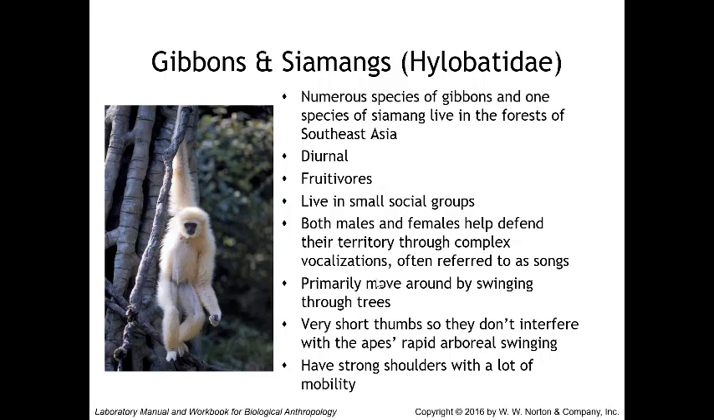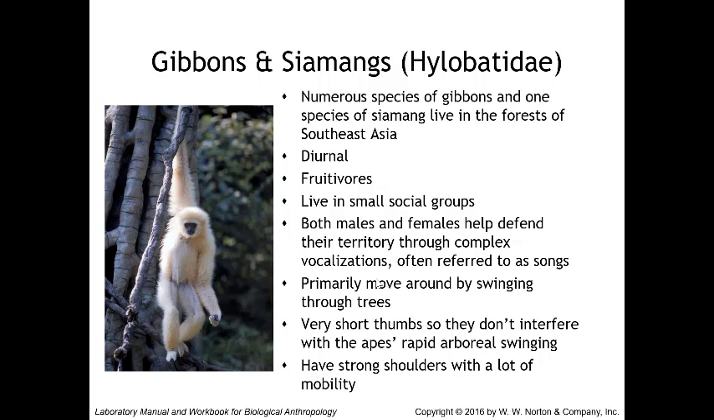They are diurnal. They are frugivorous, and they live in small social groups. Both males and females help defend their territory through complex vocalization, often referred to as songs. In some species, the males and females also share parenting responsibilities and help take care of their offspring. Primarily, they will move around by swinging through the trees. They have smaller, more gracile bodies, longer arms, and longer, more curved fingers to help with that locomotion.